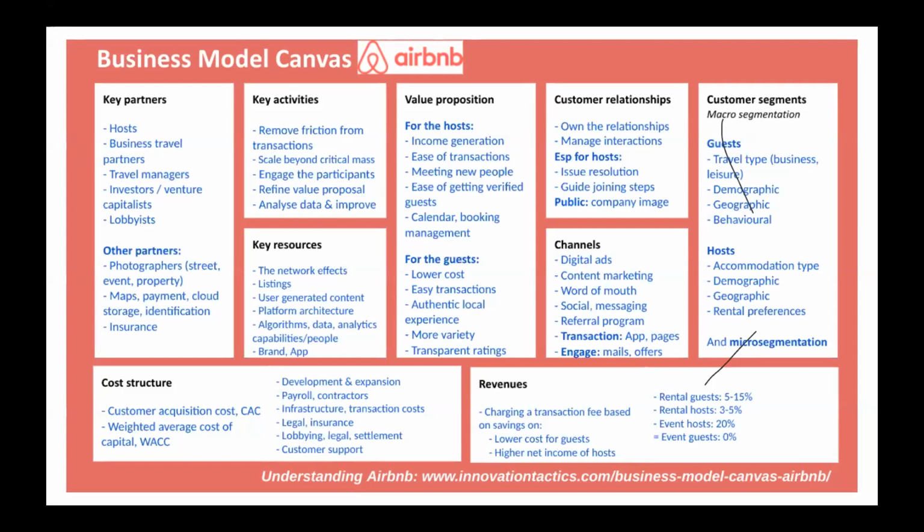They're a two-sided market. Some of you might be. And so they had to develop customer segments for both their guests and their hosts, and develop the relationships they had and the channels they'd be using, right? So social media, that was blowing up at the time, especially. So that was an important factor. Word of mouth, content marketing, and engaging through emails and other app pages.